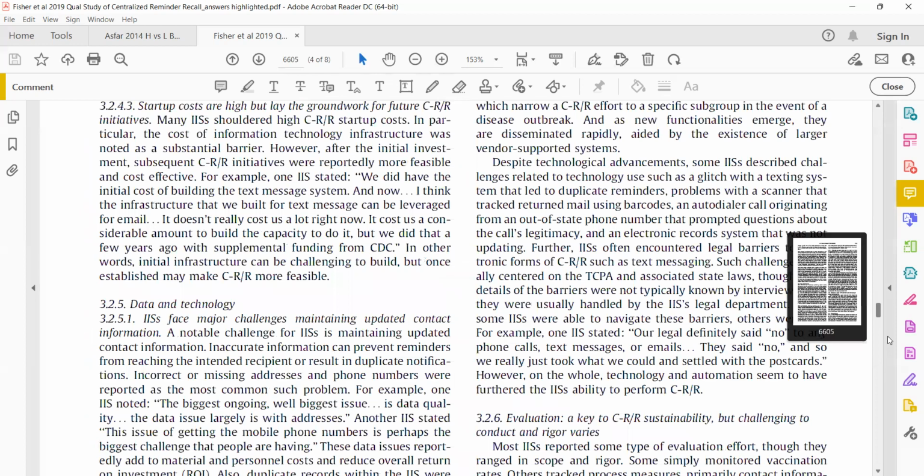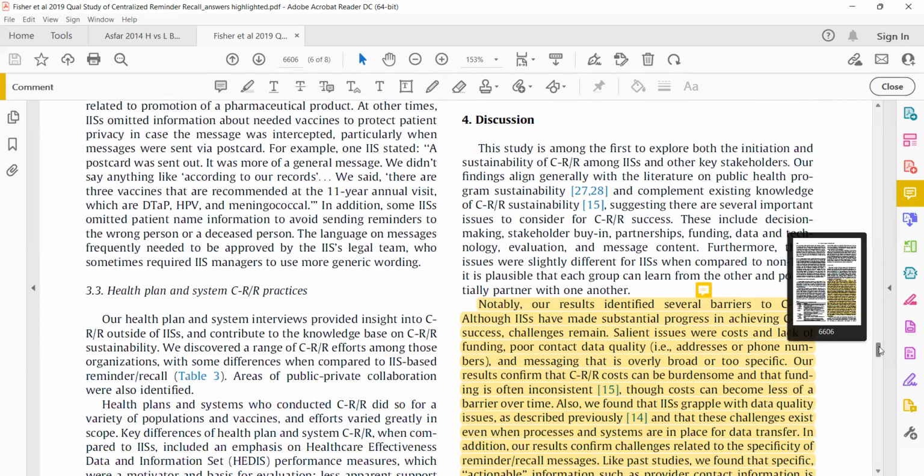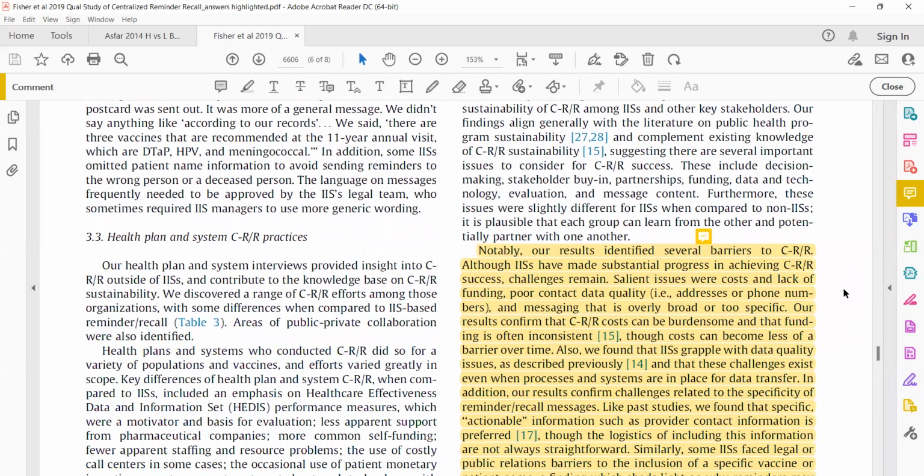Right. Each theme is expanded upon. In the discussion, you'll see that they talked about going back to the literature. Here's what we knew. We knew there were barriers to implementing these systems, and we knew there are a lot of benefits, but here's some things that we found, right? Lack of funding, poor contact data, right? We can't access patients properly, and that costs may be deferred. So initially it's a high cost, but it may be lower.